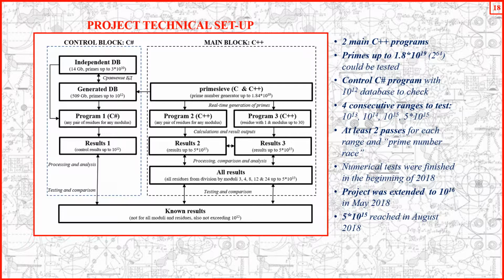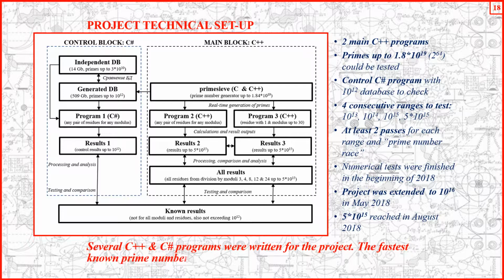In addition, a control program was written in C# that worked with a large prime number database up to 10 to the power of 12. Using a database was about the same way that Bays and Hudson used 20 years before. The control program was necessary to verify independently with different algorithms the correct work of the main programs. The software development and testing in my previous computer science project was finished by the end of 2017.